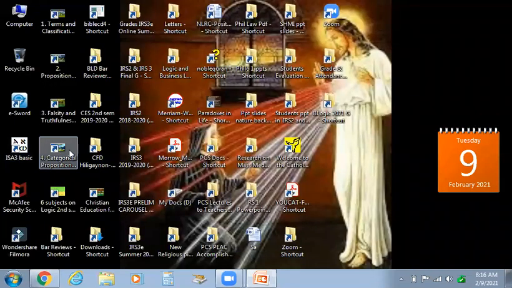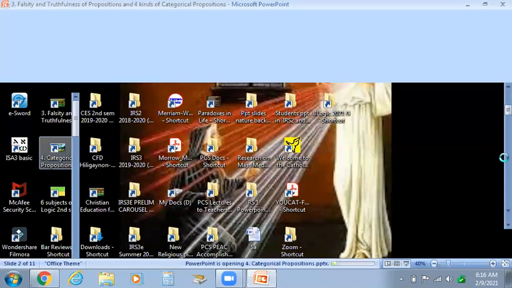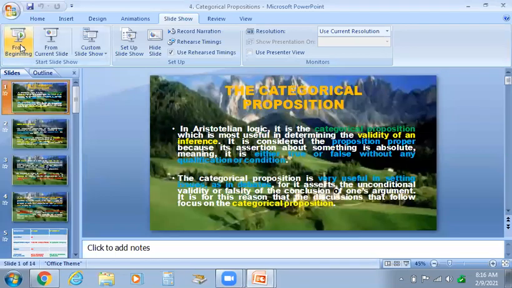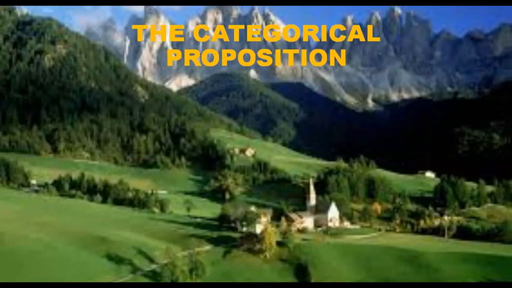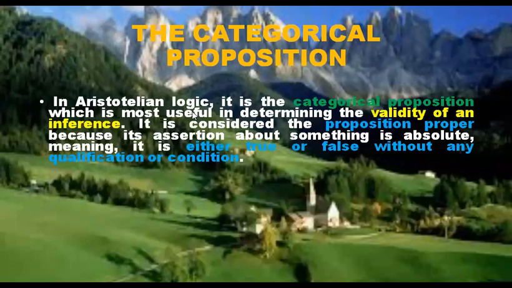Ito na naman, categorical proposition. So I encourage everyone to read also your handouts while you attend my lectures. So they are complementary. We talk about categorical proposition. I said by way of contrast that categorical proposition is the opposite of conditional proposition. So in Aristotelian logic, it is the categorical proposition which is most useful in determining the validity of an inference. Validity, ibig sabihin, the correctness. Ang inference nito is the reasoning process. Kasi logic is the science of correct reasoning.